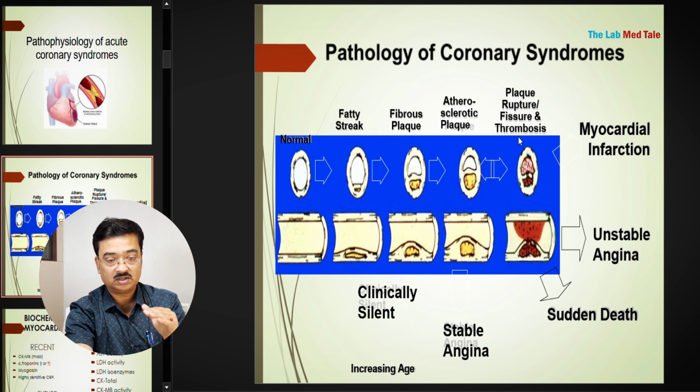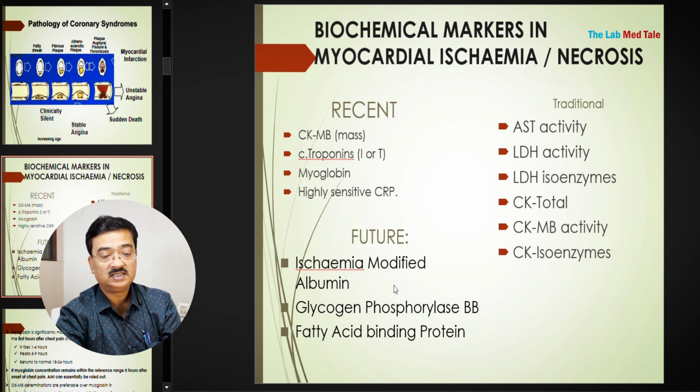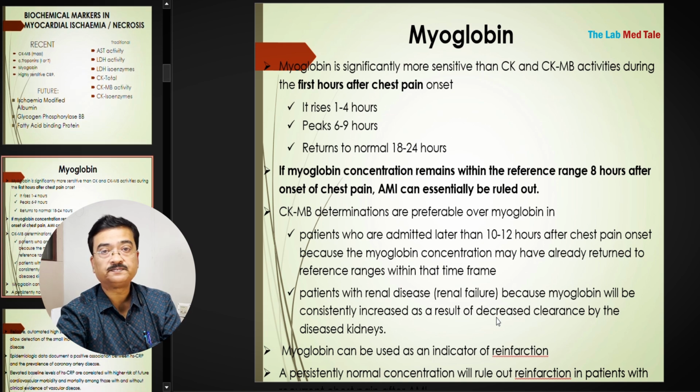So this is the thing as a whole. If you see the cross-section of the coronary artery, it looks like that. Now we come to the biochemical markers. As we have already discussed, these are CKMB, cardiac troponin, and myoglobin, and the traditional ones which we have already discussed previously. Now we will be discussing the future markers like ischemic modified albumin, glycogen phosphorylase BB, and fatty acid binding protein. These are the markers of the future, which are coming. Not yet fully grown markers.